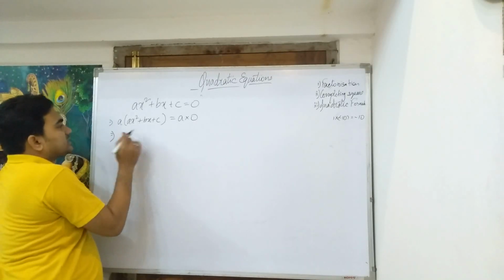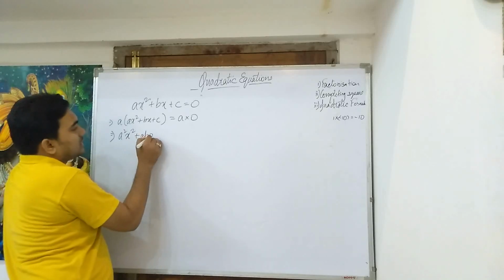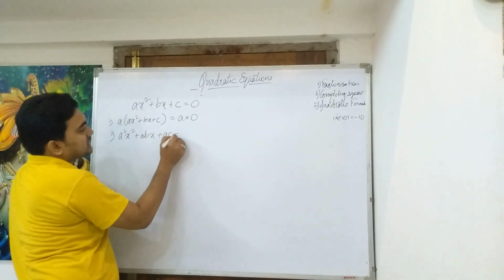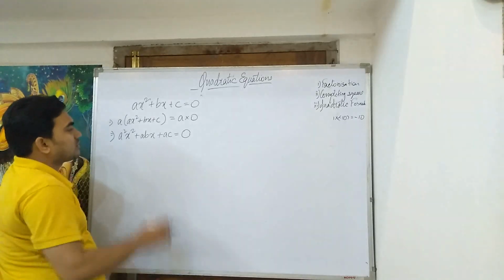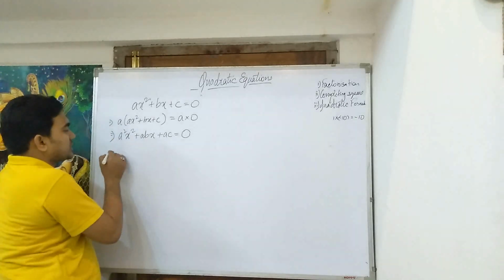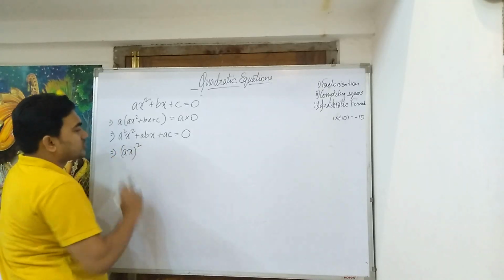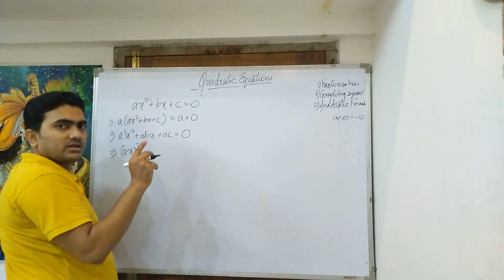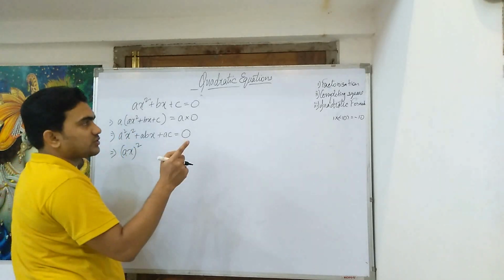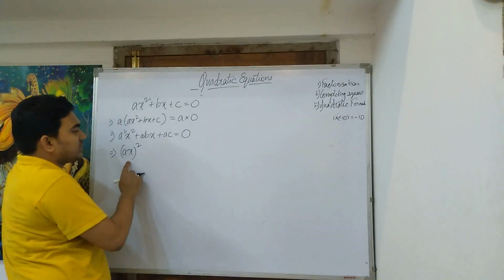Now this LHS part comes out to be ax square plus abx plus ac equals to 0. Now let us start breaking down this equation. So this can be written as ax whole square. Now I will have to go for my second term, 2ab term. (a plus b) whole square is a square plus 2ab plus b square.